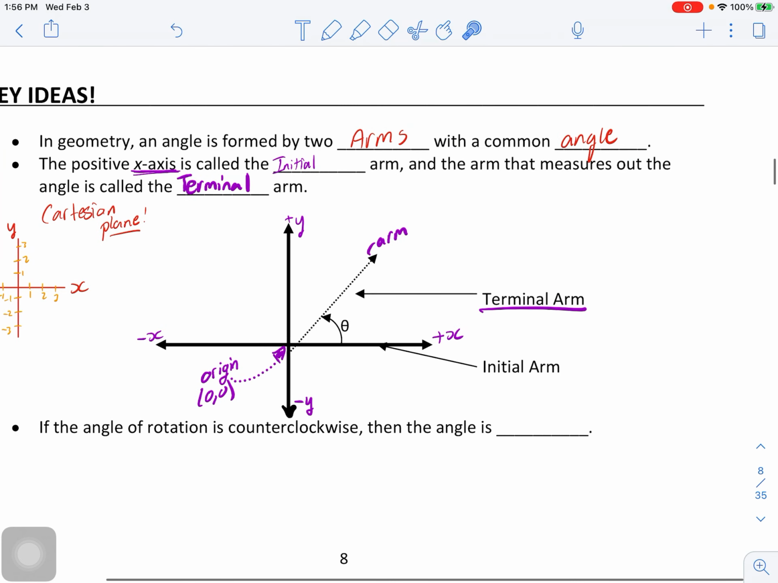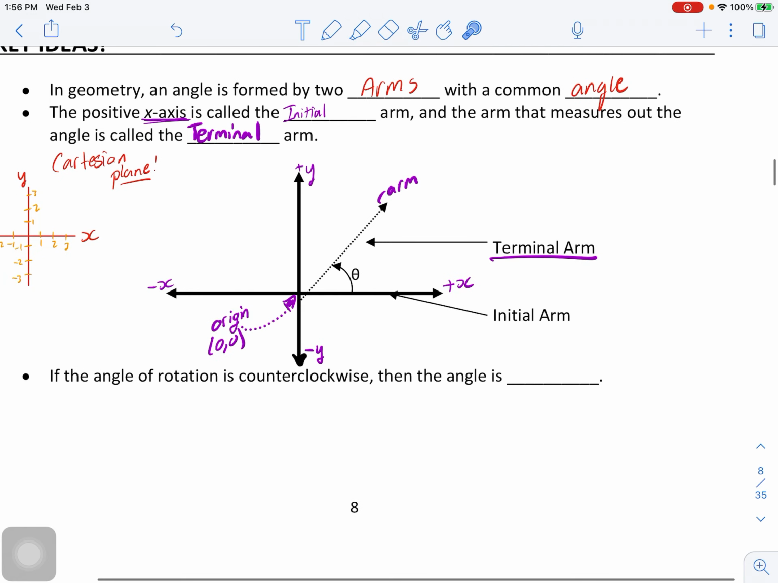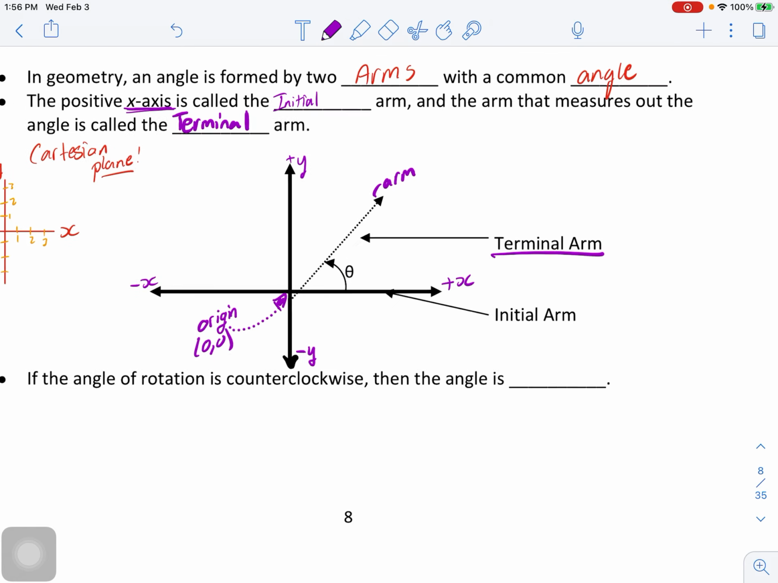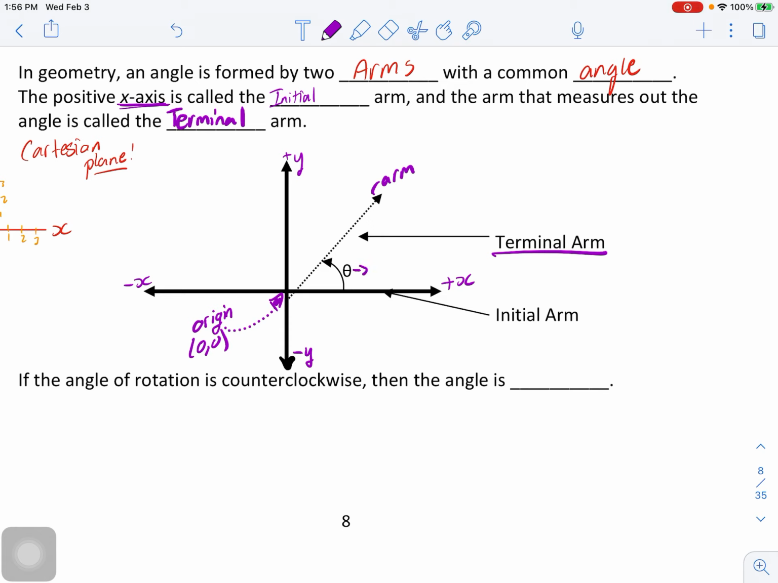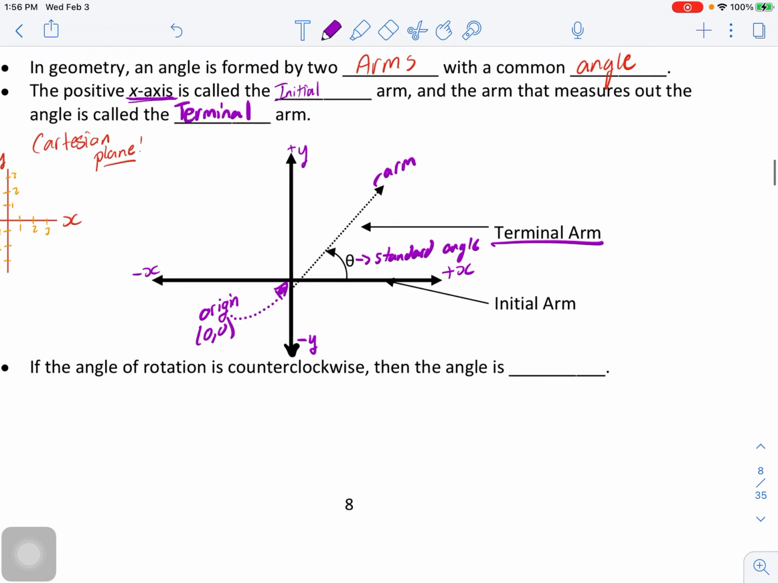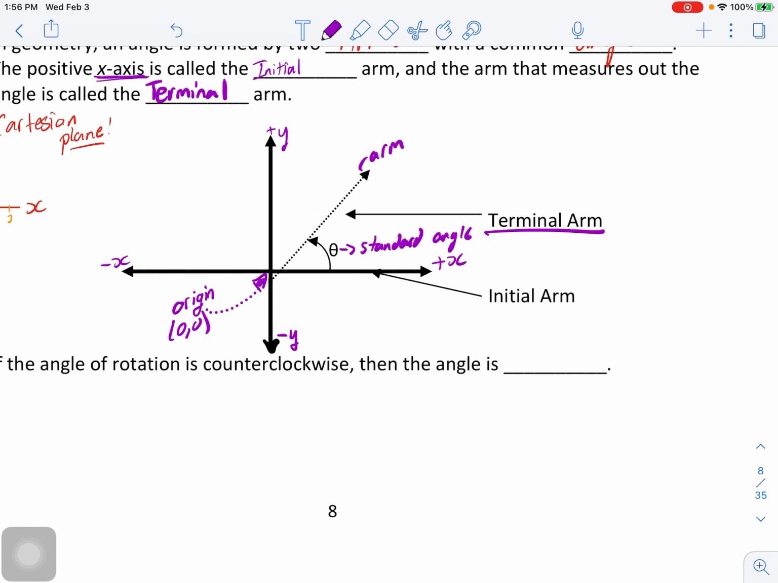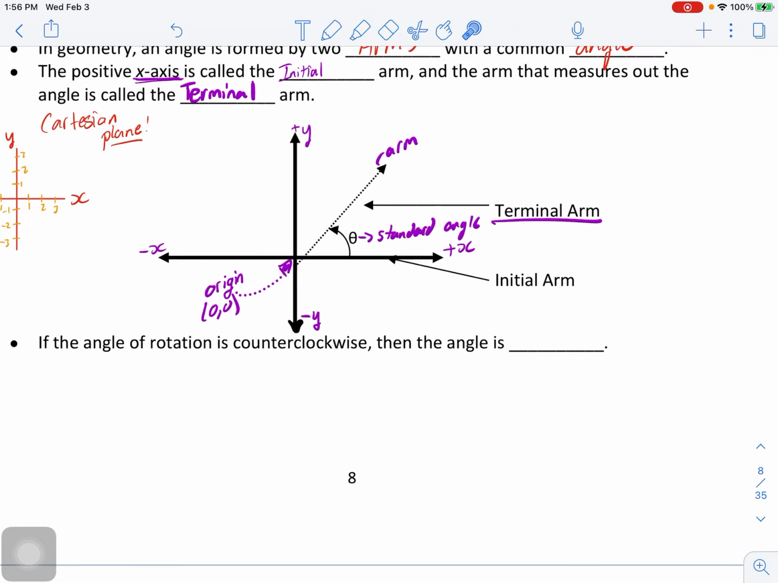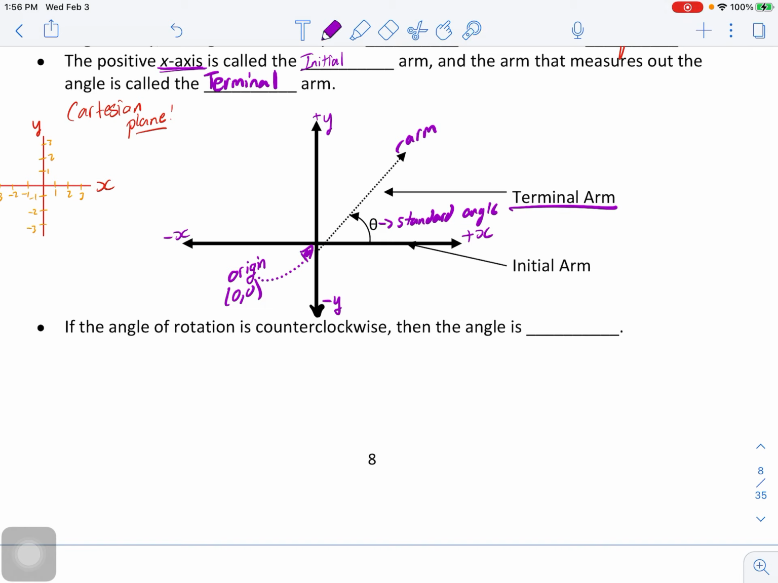When you have an arm that's attached to the origin point and then extends out, it creates an angle with the positive x-axis. This angle is an important angle to understand. This is known as a standard angle. We will define what a standard angle is later in the next page, but for right now, you just have to know a standard angle is an angle formed between a positive x-axis, so the initial arm, and your terminal arm.